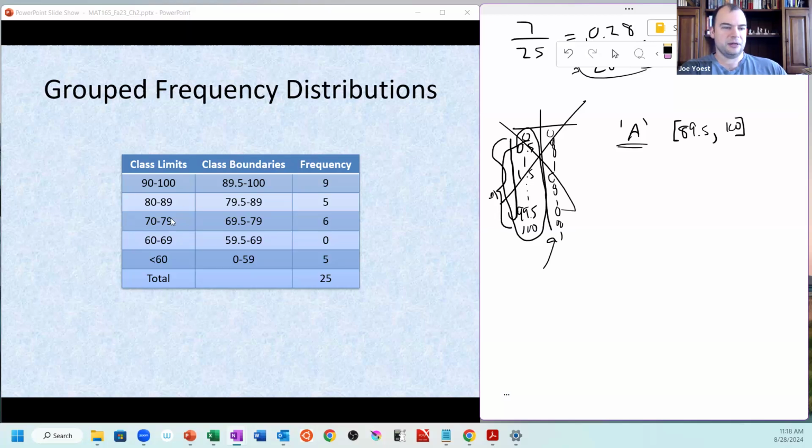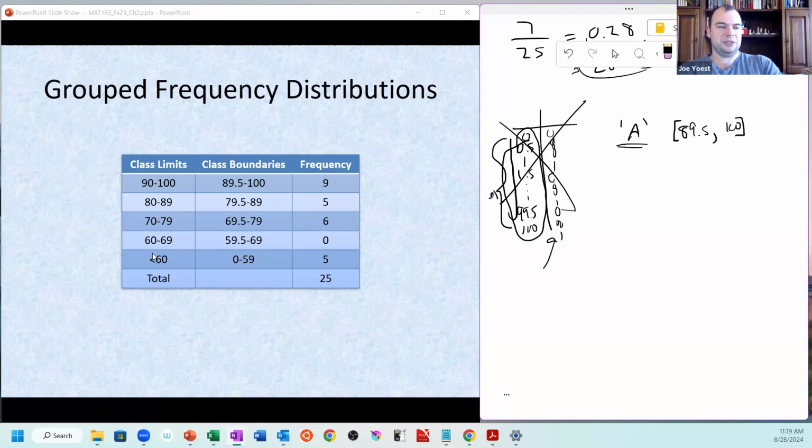The other thing about our classes, our bins, so to speak, is our bin sizes should be roughly the same. I don't want one of them to be width 5 and the next one width 15 and the next one width 10, because then I'm comparing apples to oranges, right? My bins are different sizes. So I don't really know whether a higher or lower frequency is just because my bin was bigger, or because there are more people like this than are like that other bin.